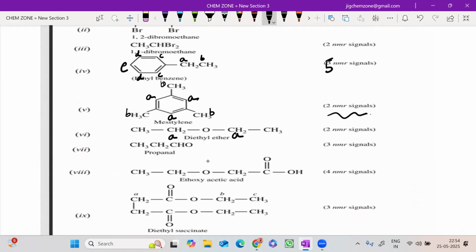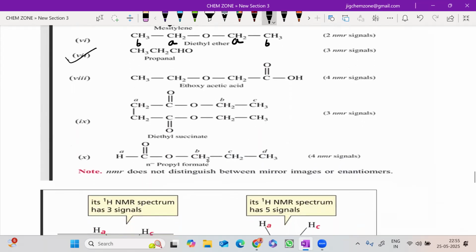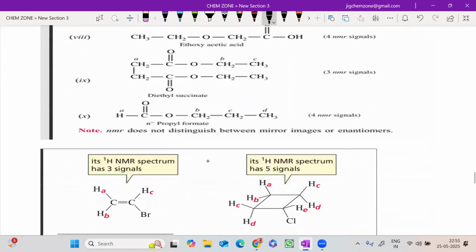These two CH2 protons are in the same environment, while the CH3 are in the same environment but different from the CH2. So you will get two signals. For propanol, there are three different types of protons. You will get three NMR signals. So here different examples are given to you. You can practice yourself.